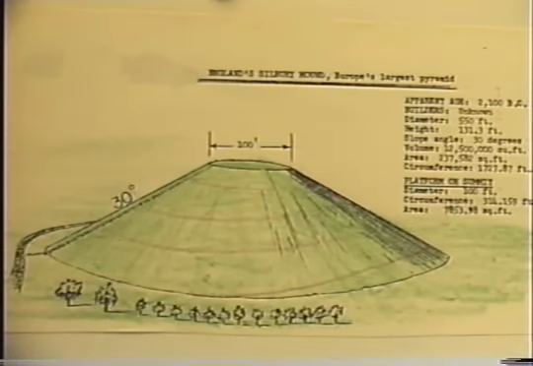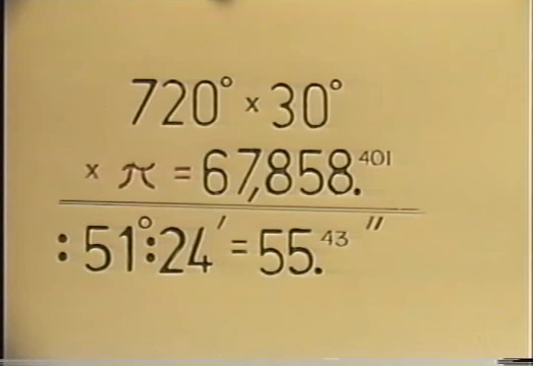It simplifies things. Let's see now. 2 circles, one at the base, the other at the top. That's 2 360-degree circles, or 720 degrees. Consistent slope angle of 30 degrees, and pi. A parallel of latitude drawn at precisely 51 degrees 24 minutes and 55.43 seconds crosses right over the center of Silbury.